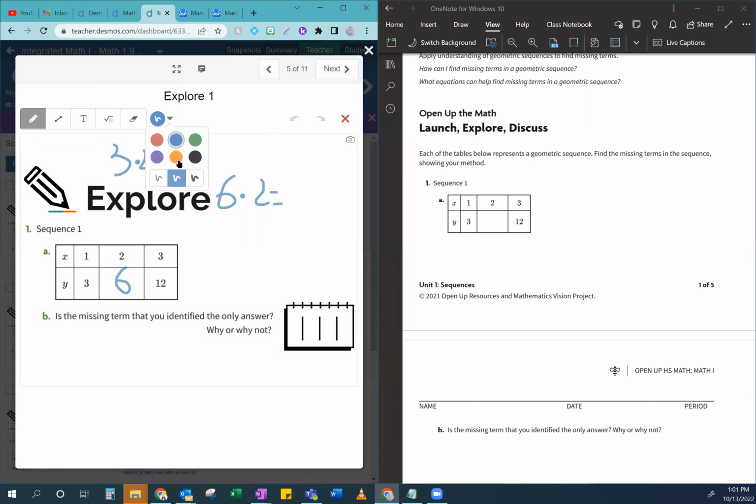And let me write in a different color. So this person said 3 times 2 is 6. Oh, but wait, y'all, look, 6 times 2. It's times 2 times 2. Very good, very good, very good.